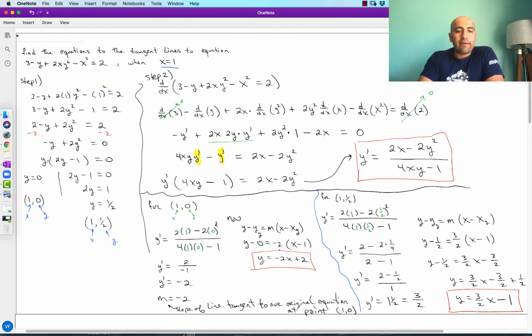So now that we have an ordered pair and we have an equation that can give us the slope, we plug it in and find the slopes. Next we find our actual equations of our lines. Okay, let's graph this one and see what it looks like on Desmos.